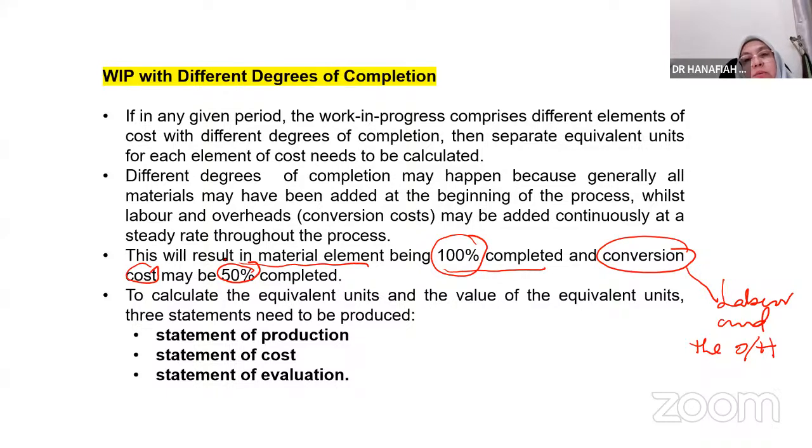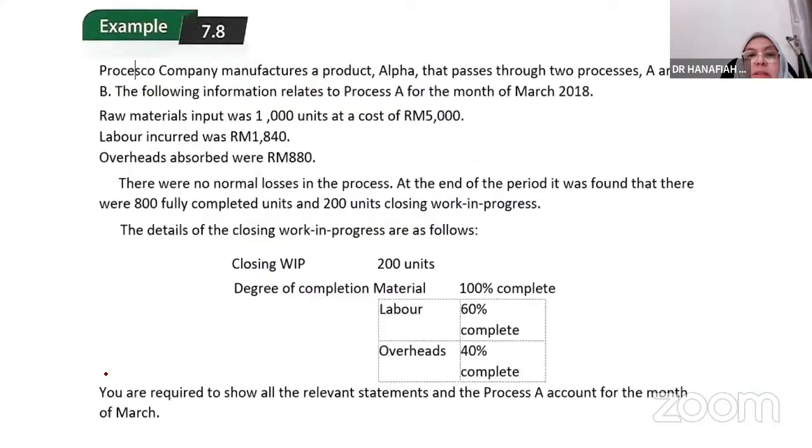And in the equivalent unit, you have to produce three statements. One is the statement of production, two is the statement of cost, and the third one is the statement of evaluation. All right. Let us look at the example here.